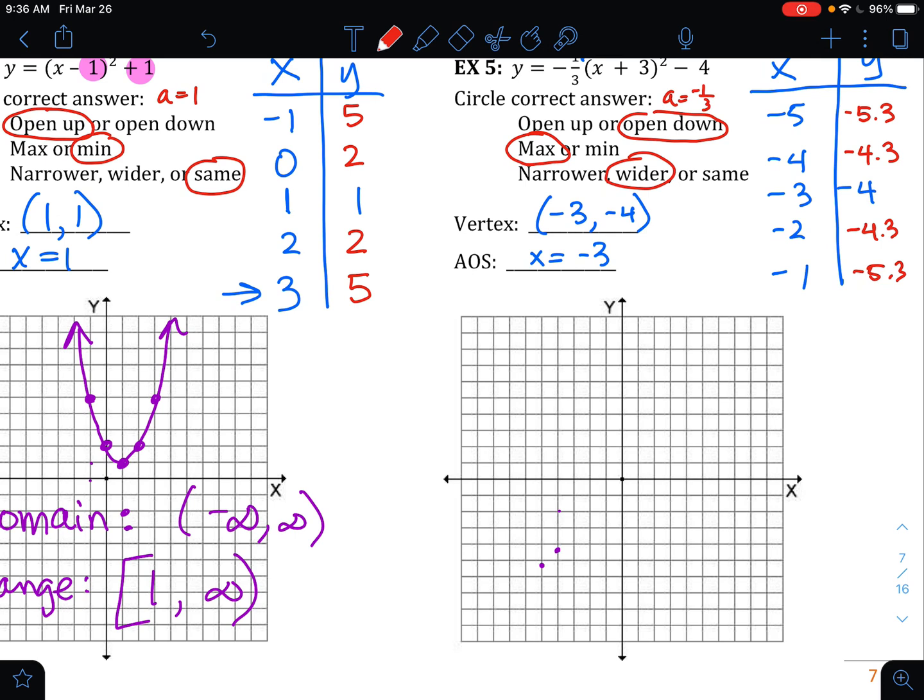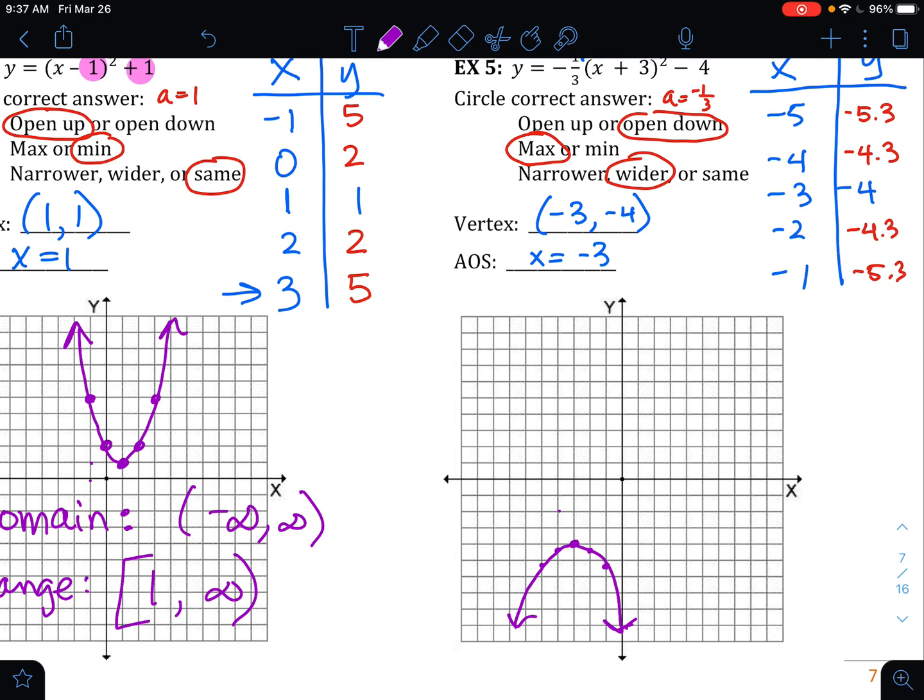1, 2, 3, 1, 2, 3, 4. Go back to purple. And then (-2, -4.3), and then (-1, -5.3). So see, there's the symmetrical look. And it'll end up being a little bit wider here. Okay, put arrows on it.